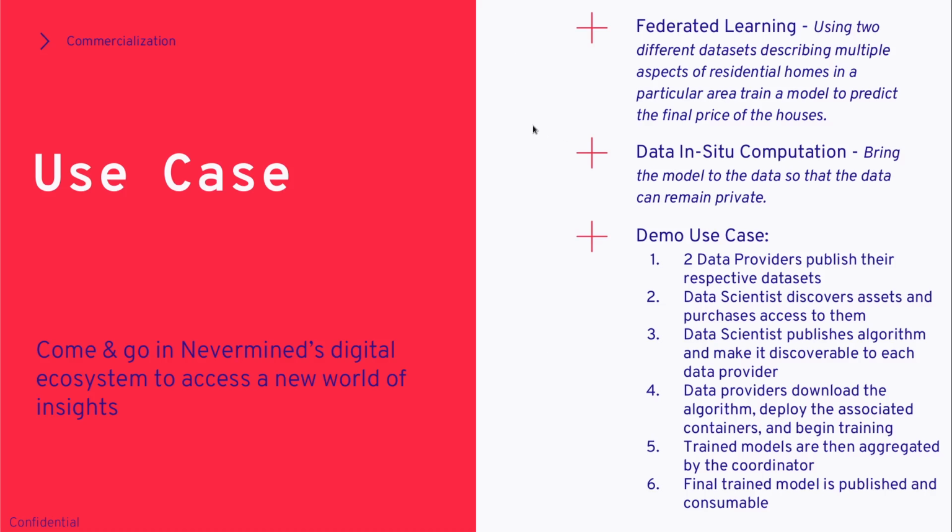So in this particular use case, we will have a data consumer that will discover two different data sets provided by two different data providers, and these data sets contain some data about residential homes in a particular area. And the goal is to train a model that, based on that data, is able to predict final prices of houses, given some features of the houses.